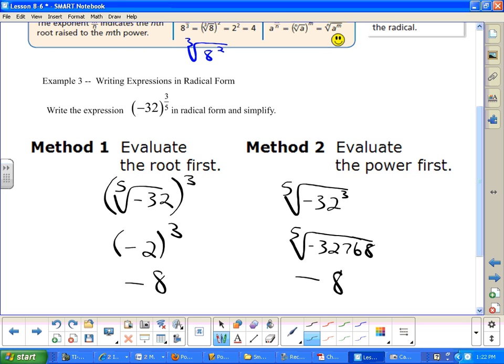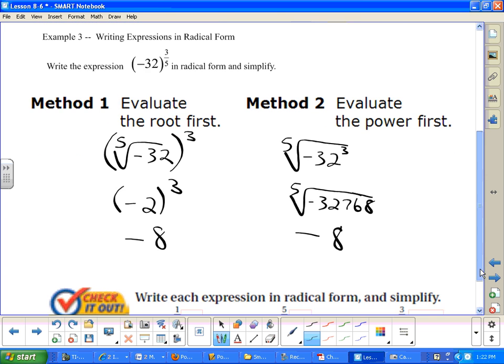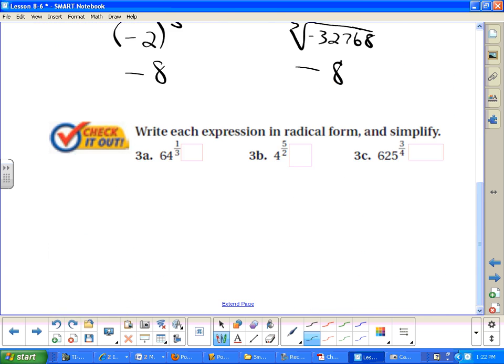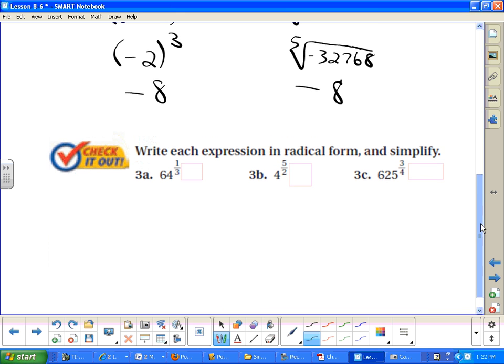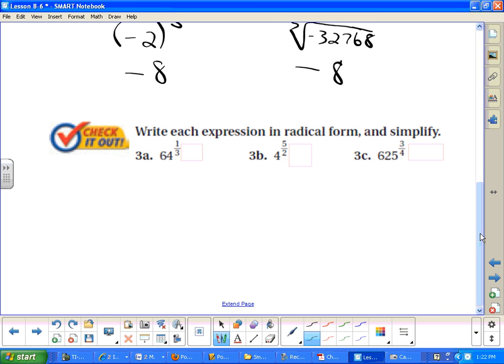And so when you're writing these, to evaluate them or simplify them, you need to look at which one is easier to work with. Sometimes it'll be finding the root first. Sometimes it'll be finding the power first. But the denominator for your fraction is always the index. The numerator is your exponent for the radicand. So do B, A, and B.